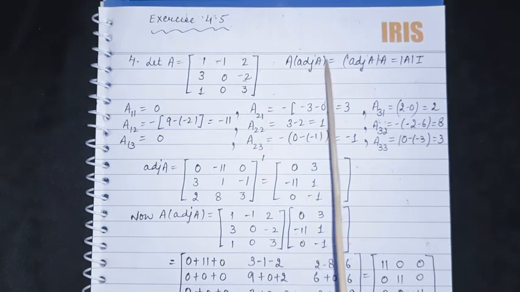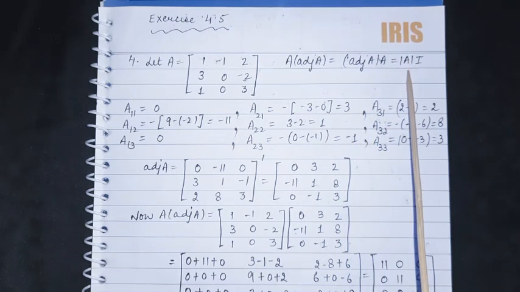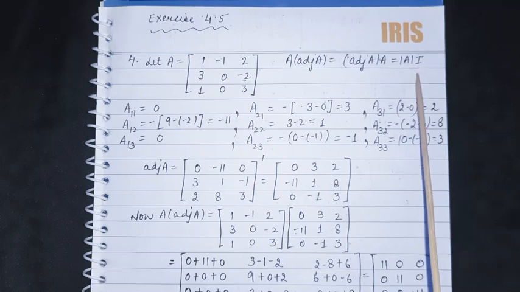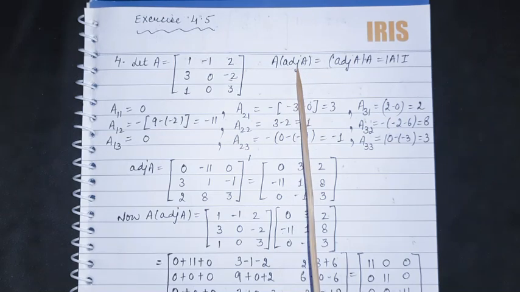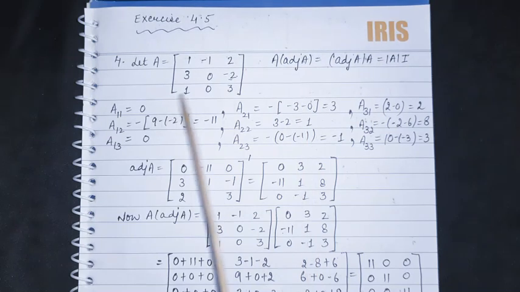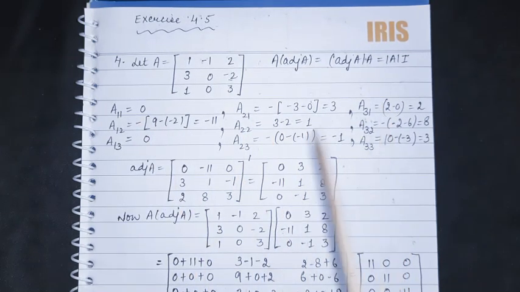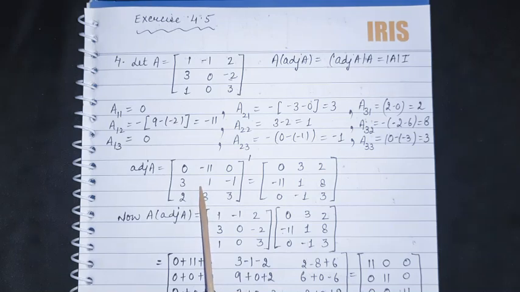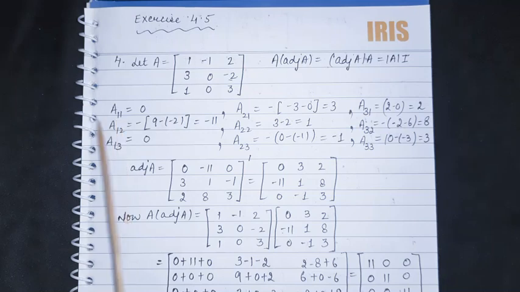into adjoint A is equal to adjoint A into A is equal to determinant of A into I, where I is the identity matrix. So first we will start with adjoint of A. As we know, adjoint A has two steps in it. First we need to find cofactors of all the elements, and then we will take the transpose of the matrix of the cofactors. So let's start with the cofactor of first element.